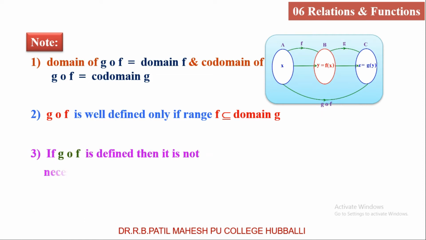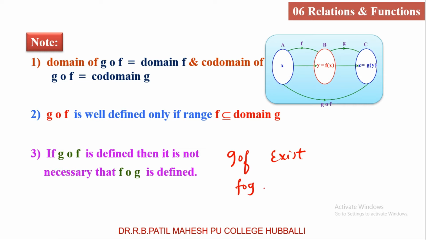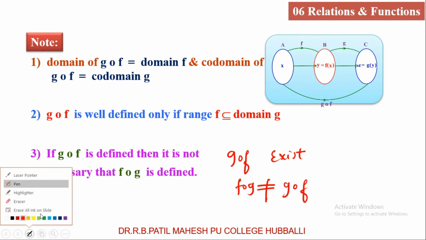Number 3. If g composition f is defined, then it is not necessary that f composition g is defined. Remember students, if g composition f exists, it is not necessarily that f composition g also exists. Overall, we can tell f composition g is not always equal to g composition f. So this is note number 3.